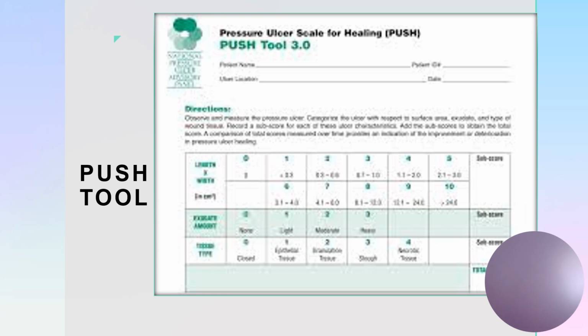We measure the wound. We multiply the length of the wound by the width of the wound, and then match that product up with the appropriate score, how much exudate, and then we identify the type of tissue. Those scores help determine the PUSH score, and then we compare it to the previous week or weeks to determine: are we getting better, are we maintaining, have we stalled, or is it getting worse?